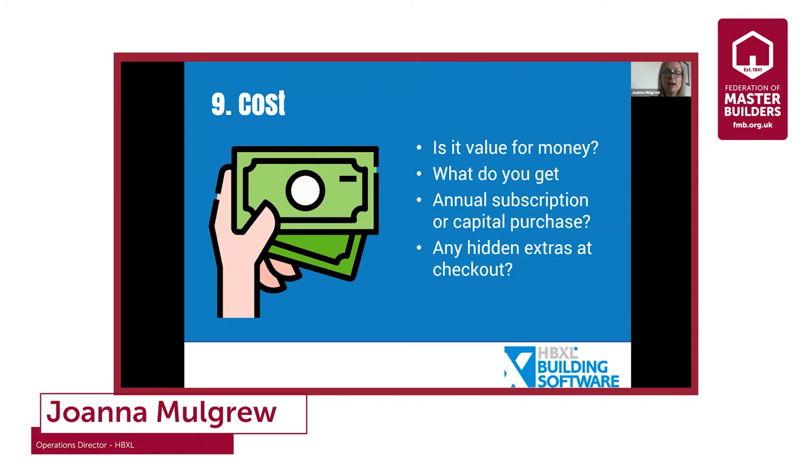Think about whether you want an annual subscription, which can make it more affordable, especially if you're just wanting to trial estimating software for the first time. Or if you're more sure of it, you might want to purchase the software outright. But bear in mind, if you purchase the software outright, you usually have to have a maintenance contract for telephone support and updates and so on top of that. So check for hidden extras at the checkout.